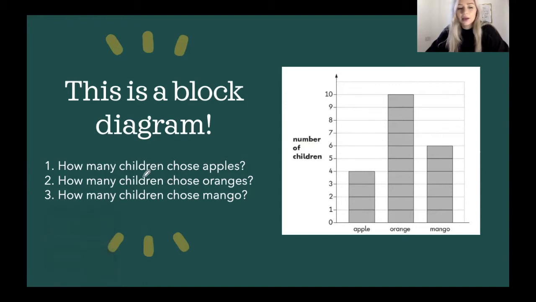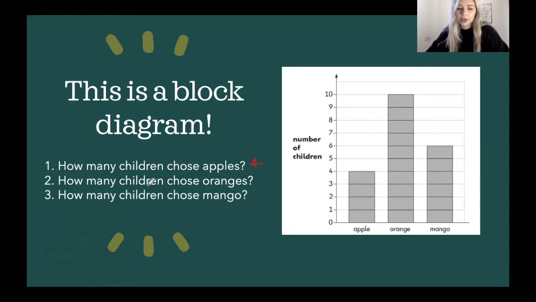Get my pen. How many children chose apples? We need to have a look at the apple section of the block diagram and see how many bars there are. We could count the bars, or we could just see where they go up to and then look across to see the number of children. So for the first one, the number of children that chose apples is 4.